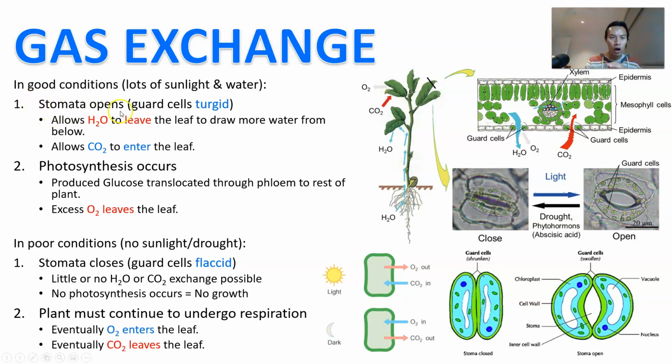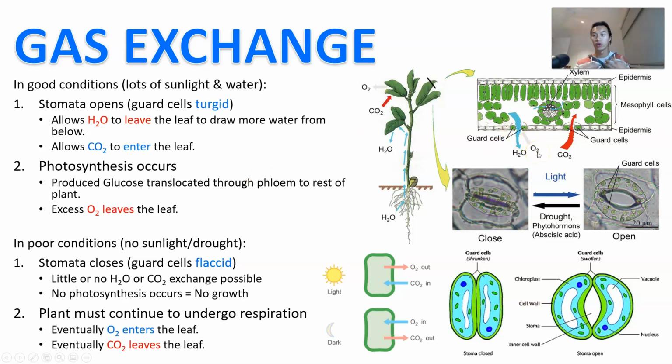And the opening of the stomata allows H2O to leave the leaf, which is then going to draw more water from underneath. So there's the water going up the root, and as it leaves the leaf, it's going to draw more water through the xylem and into that airspace between the spongy mesophyll. And then, at the same time, the opening of the stomata allows carbon dioxide to also enter the leaf. And that will kickstart the photosynthesis process when sunlight is available, okay? Photosynthesis is going to occur, and then the glucose is going to be translocated through the phloem to the rest of the plant. And then any excess oxygen is also going to exit the leaf, right?